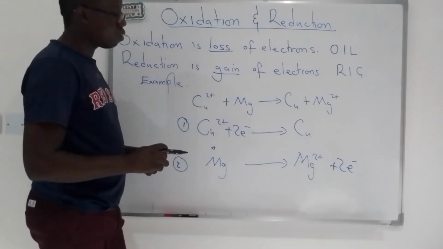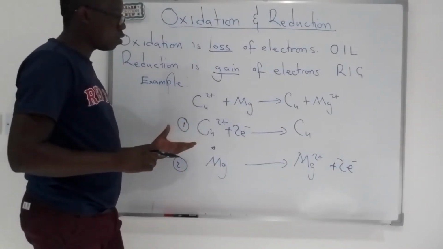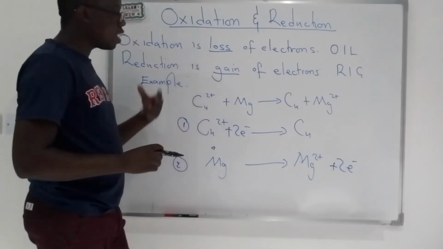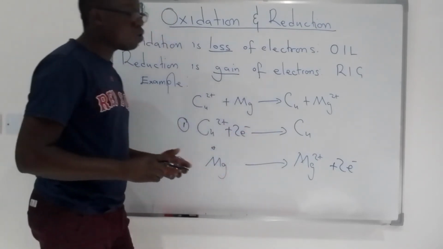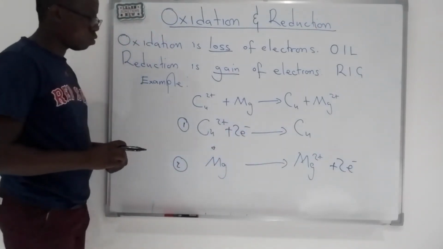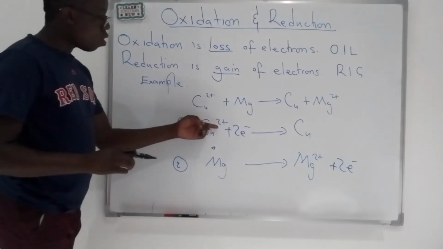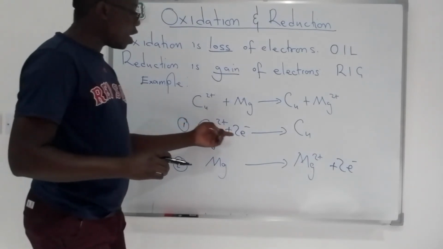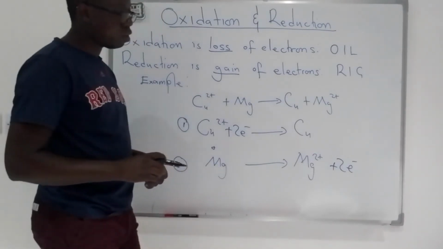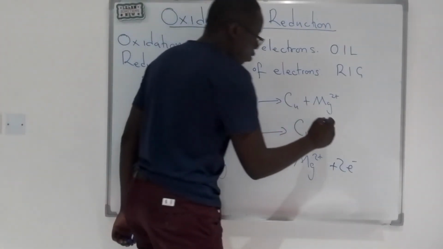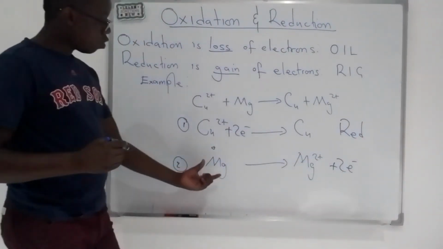Now, what do you notice at this point? You will notice that one of the two reactions is as a result of the gaining of the electrons, and the other one is as a result of the losing of the electrons. When you look at the one for copper, copper was an ion, then it gained 2 electrons for it to become a neutral element. So what does this mean? Gaining, it is reduction.